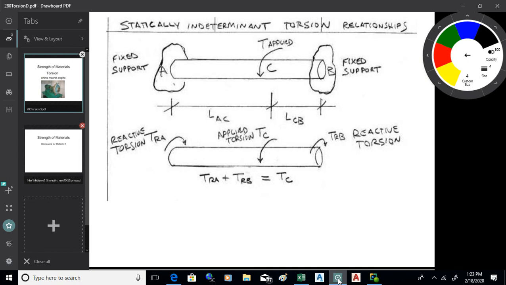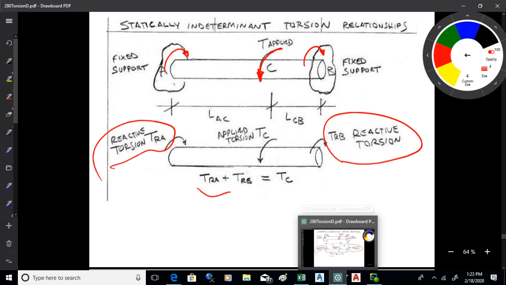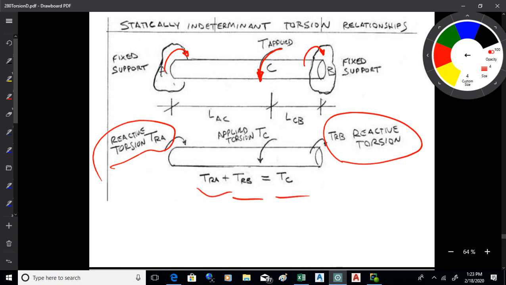If I take that bar there and I apply this torsion, I'm going to start to try and pull it and make it rotate. Well, if these are fixed supports, they're going to pull back, or torque back, you might say. I don't know what the right word would be there. So you're going to get reactive torsions here. And the relationship is pretty simple. It's the sum of the two reactive torsions on either side equals the applied torsion. Now the challenge is going to be figuring out what the two individual reactions are.